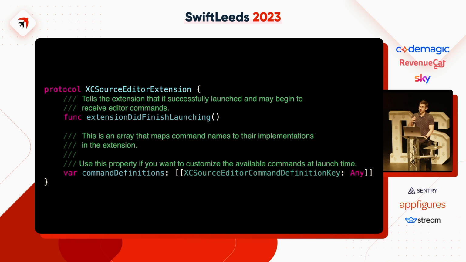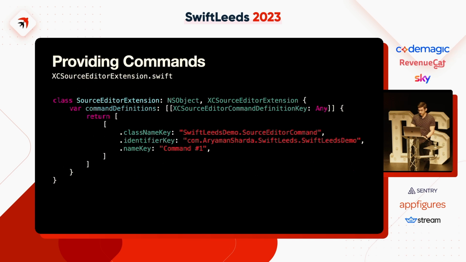So that means if you wanted to dynamically have different commands available based on the type of source file, that's not something you can currently do. So any of the settings that you specify here are sort of there for the entirety of Xcode's lifetime.